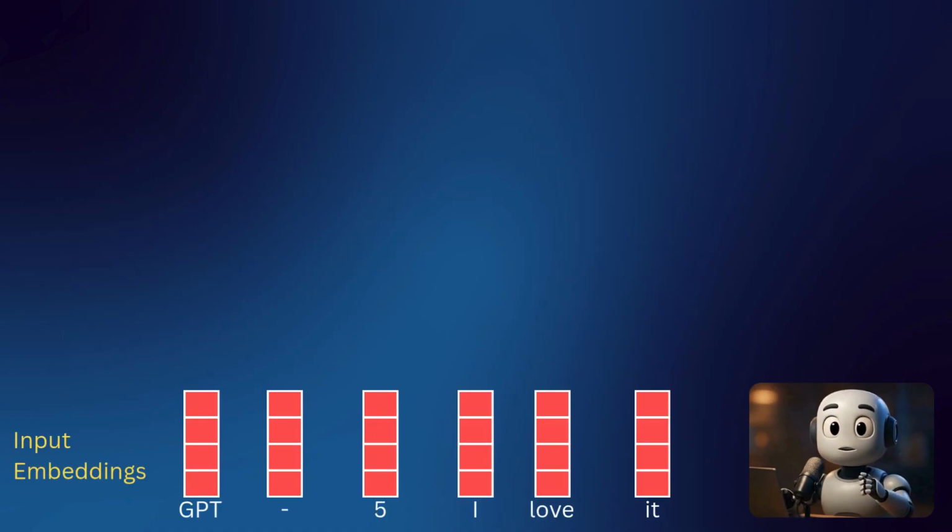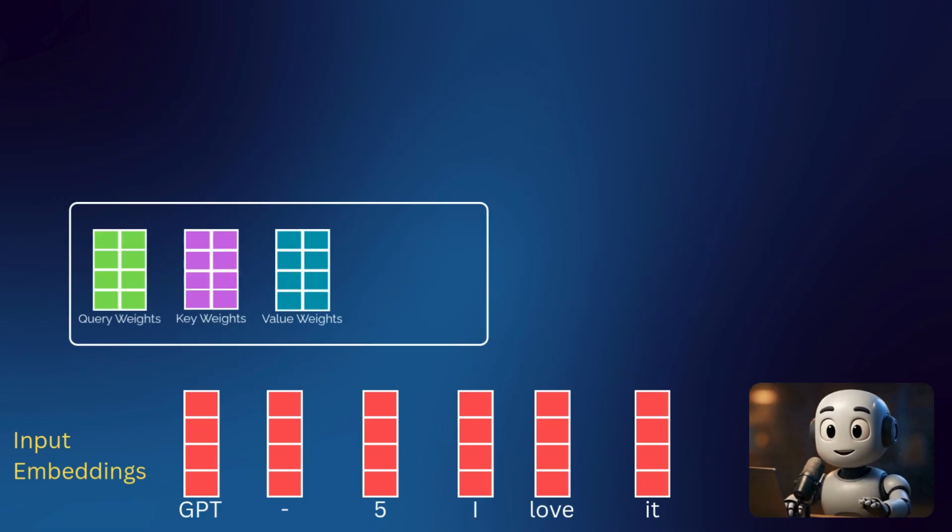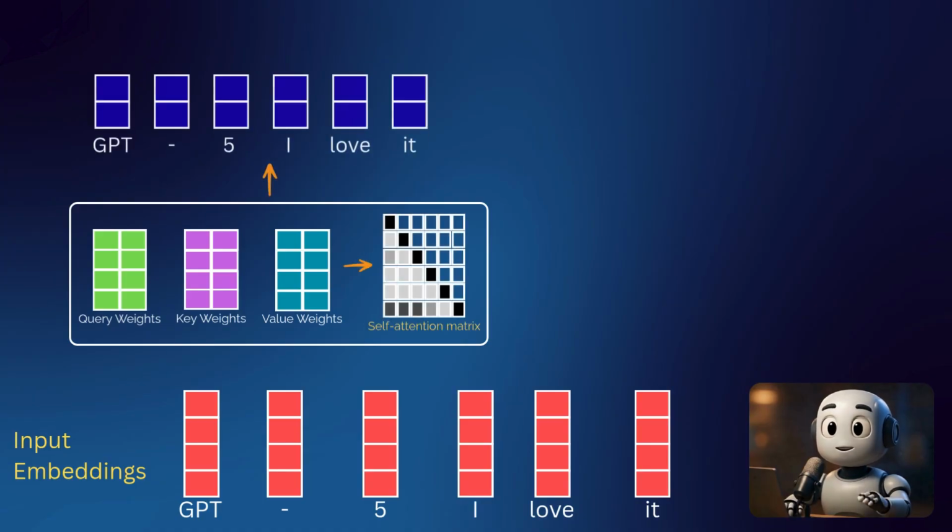So we started off with our original input embeddings, and this was a list of 4 numbers for each of our tokens. And then we used some query weights, some key weights, and some value weights to create a self-attention matrix, and we got a new list of numbers out for each of our tokens, but these lists were only 2 numbers long. This process of going from the original embeddings and using all these weights to get this new list is called a head.